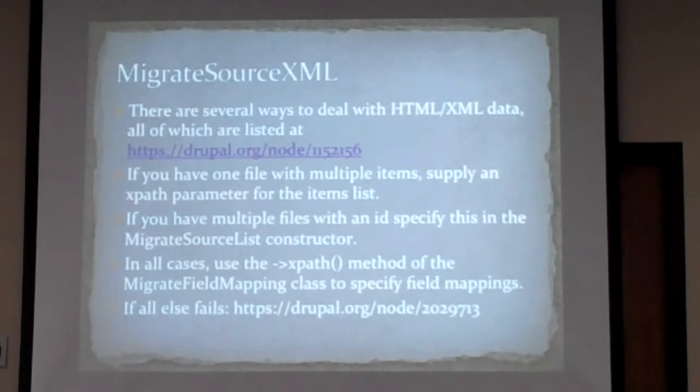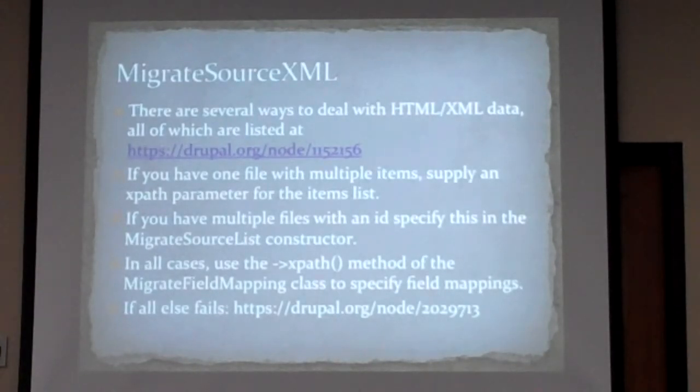We'll talk a little bit about migrate source XML, which is honestly kind of hard to deal with. But you can do it in multiple ways. So say you have one file with multiple items. All you need to do is use migrate source XML and give it an XPath to the items. So say you've got in standard XML an items tag that contains item. All you have to do is give it an XPath path to whatever that item is. And then it'll use that as the source. And then every time you do a migrate field mapping, you would use XPath to tell it what the XPath relative to that item is.